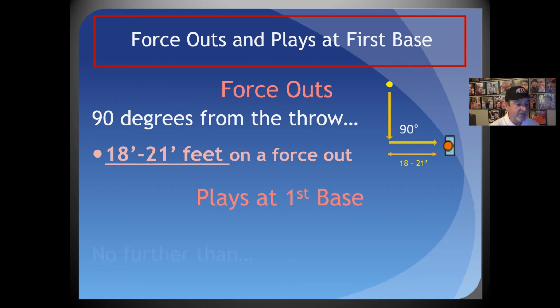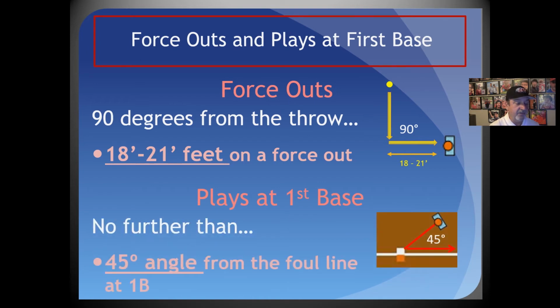If you've got a play at first base, no further than a 45-degree angle from the foul line at first base. So here's the graphic that shows a little bit about the 45. We're going to get into it in just a moment. But you never want to be beyond that 45 degrees, at first base in particular. Of course, you're not going to make any calls from foul territory. You're going to be somewhere between that 45 and closer to the foul line, depending on the play.